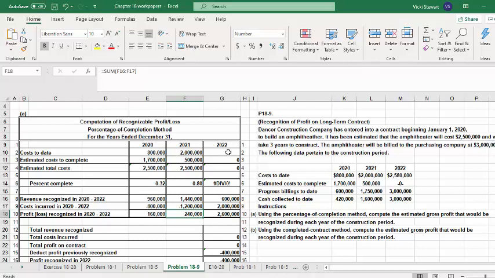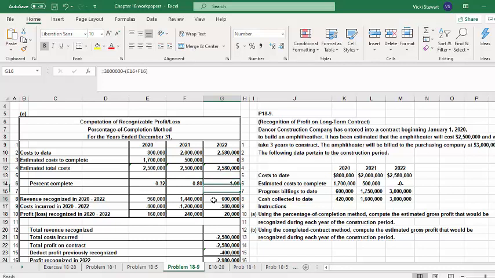In 2022, the contract would be completed, and it costs $2,580,000 to complete the amphitheater. So we have no more cost to complete it. We did run over by $80,000.